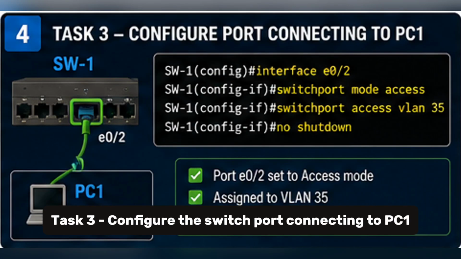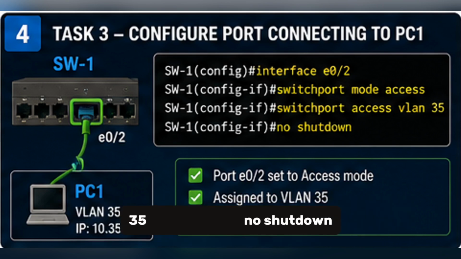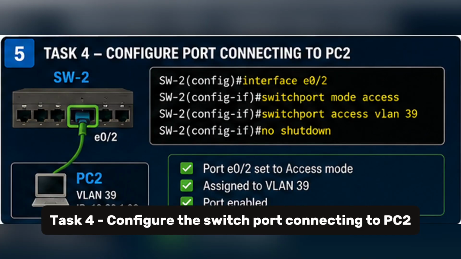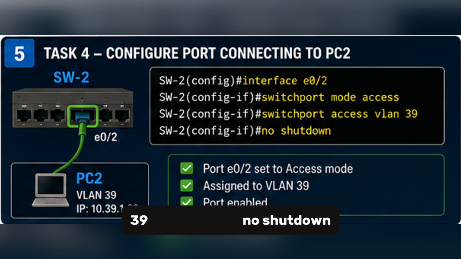Task 3. Configure the switch port connecting to PC1. Interface E0/1, switchport mode access, switchport access VLAN35, no shutdown. Task 4. Configure the switch port connecting to PC2. Interface E0/1, switchport mode access, switchport access VLAN39, no shutdown.